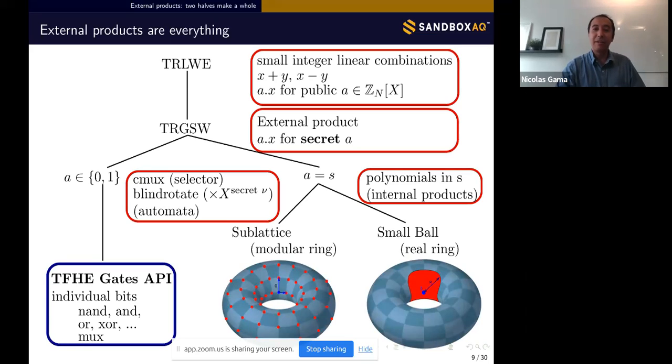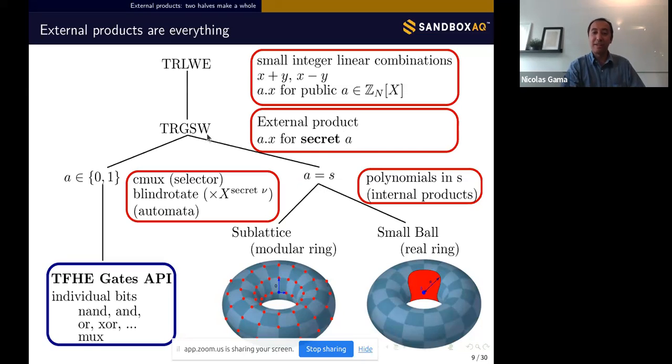So in the Chimera work, the external product is the source of everything. So we have at the beginning ring LWE ciphertext. So ring LWE supports addition, subtraction, linear combination. On top of that, we have the GSW external product. So it means if I have a small secret integer polynomial A, the external product will allow me to compute A times X. So it's like a pre-computed external product by a secret integer polynomial.